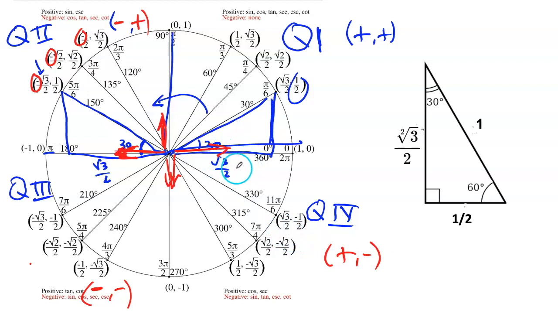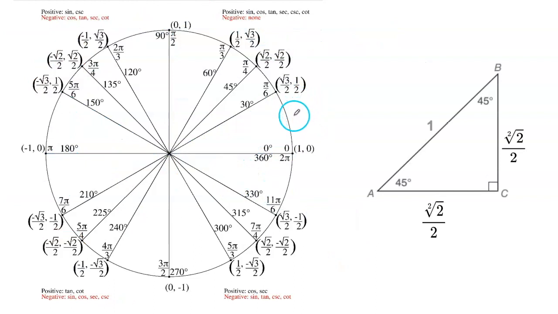So it's just a matter of identifying if this is a 30-degree angle, or for example, it goes in the middle, this is a 45-degree angle. And that's why you have square root 2 over 2 all over the place. Square root 2 over 2, you just need to affect it by the sign. How do we use this? Here we go. Now that we have the unit circle filled out.